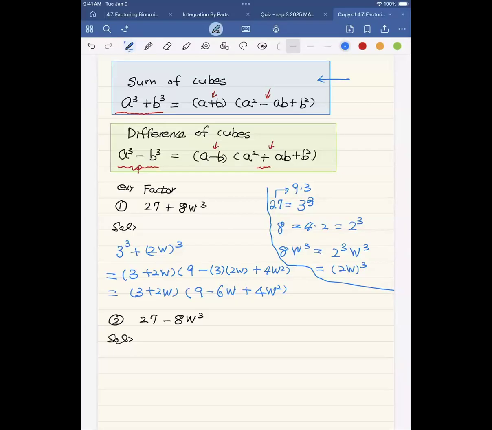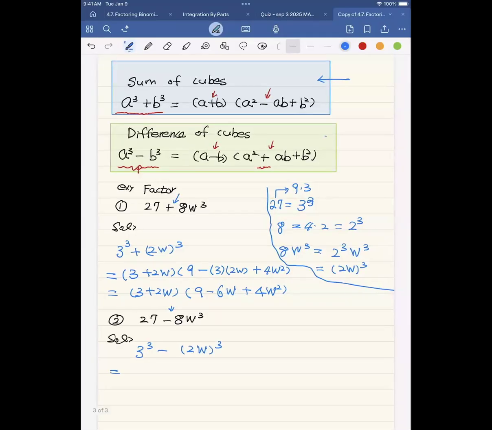The next one, we analyze similarly. What we want to see is how the results become different. Let's start with 3 cubed minus 2w cubed, because the only difference we see from here is the middle part sign.